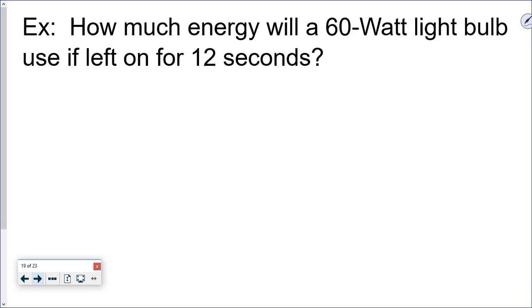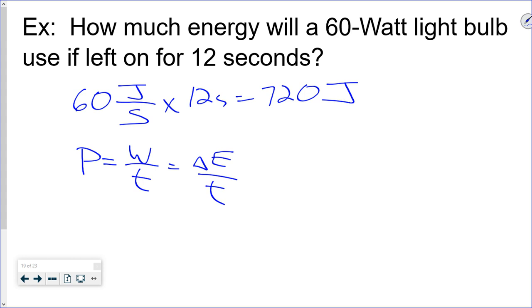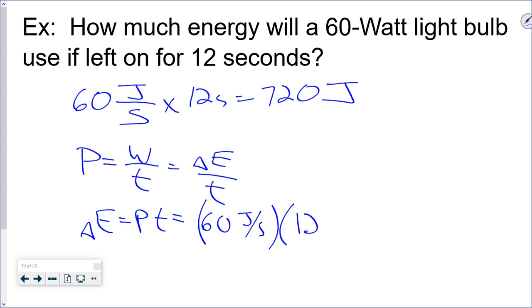Okay, and then just to make sure you're clear with what a watt is, it says: how much energy will a 60-watt light bulb use if left on for 12 seconds? Well, just do dimensional analysis. 60 watts is the same as 60 joules per second. So in 12 seconds, we're going to use 720 joules worth of energy. In terms of your equations, power is work over time, which is the same as the change in energy over time. So our change in energy is power times time: 60 joules per second times 12 seconds.